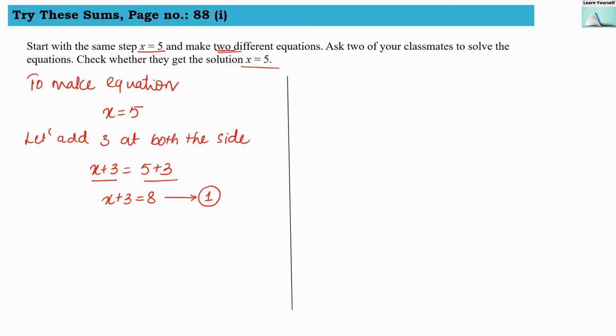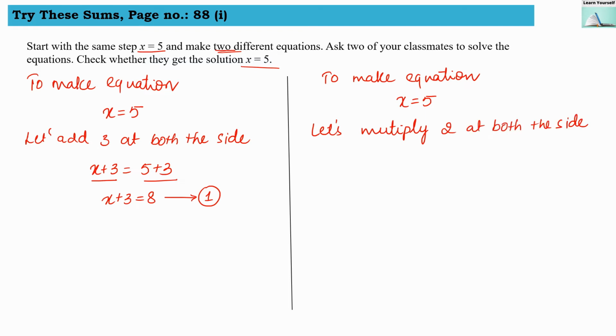Now let us make another equation. We know that we have to use x equals 5. Any operation we do, addition, subtraction, division or multiplication, we have to do at both sides. First I added something. Now when making the second equation, I am multiplying. Let's multiply 2 at both sides. So x into 2, I can write 2x equals 10. Now this is my second equation.